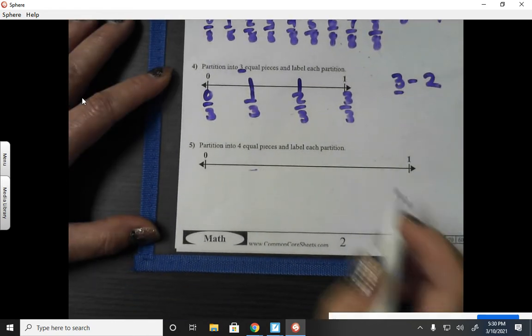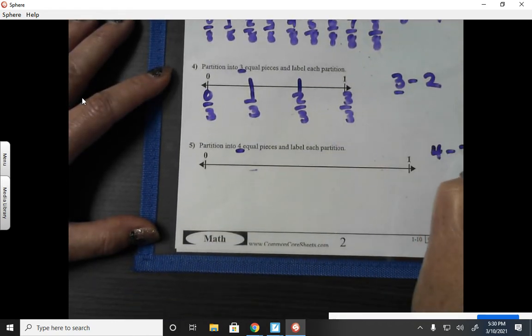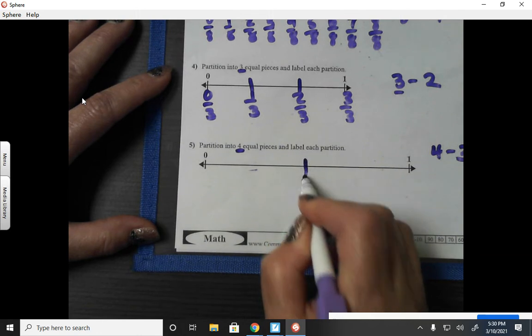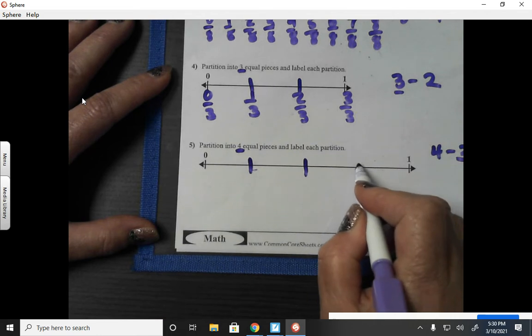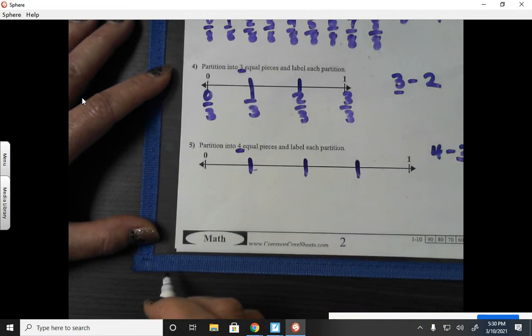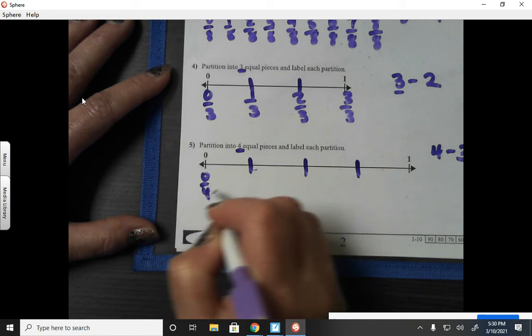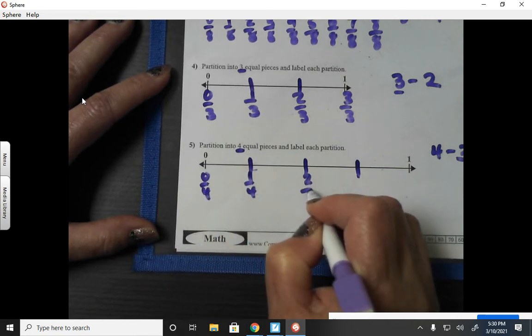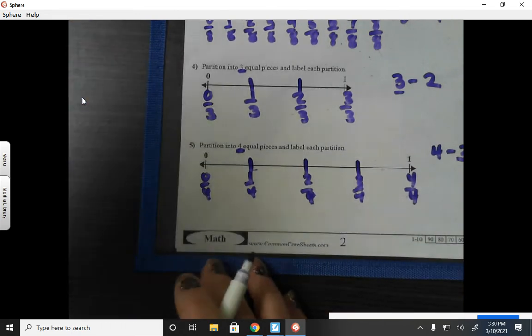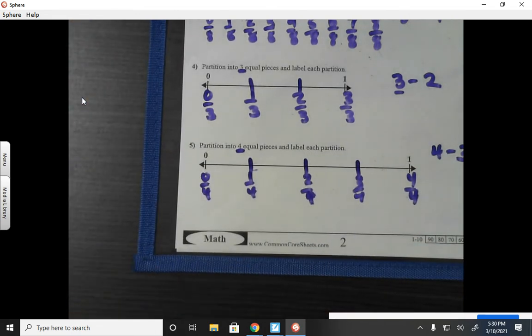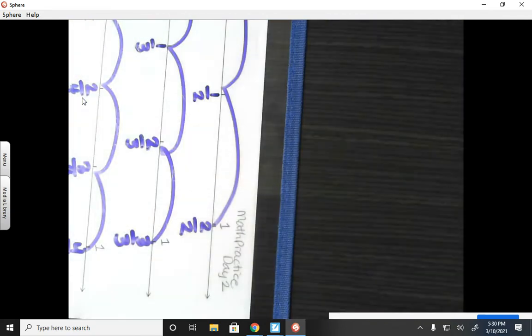And then the last one. We're going to make 4 equal pieces, so we're going to draw 3 lines. Let's split it in half first. And then let's just do 1 line on the left side, and then 1 line on the right side of the middle. And then we're going to count by fourths. 0 fourths, 1 fourth, 2 fourths, 3 fourths, and 4 fourths. Okay? All right. So you can put this paper to the side along with this one that we did together, and you may need to use those to help you with the math practice sheet in just a little bit.